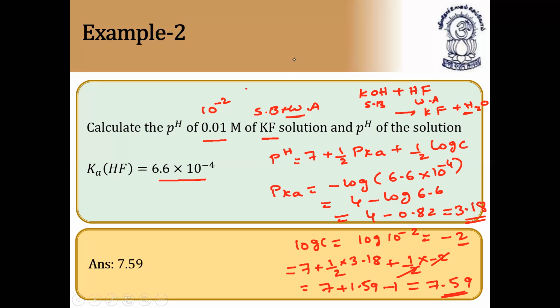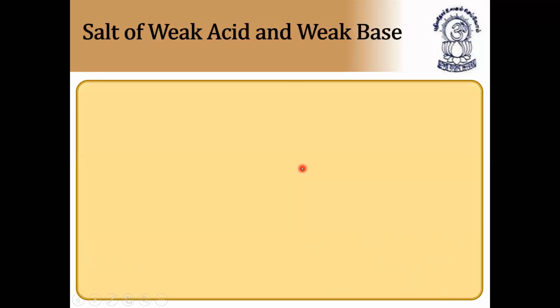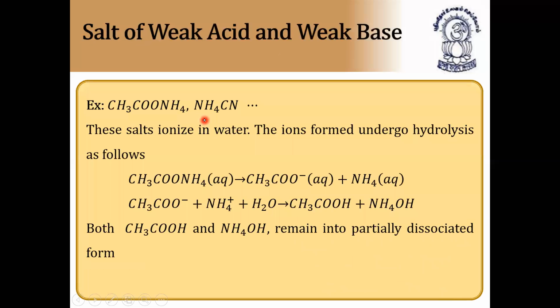Next, we are going to discuss the third type of salt. We have given questions based on it so that it will be easy for you to identify. Next, the third one: salt of weak acid and weak base. The third type of salt is formed from a weak acid and a weak base.